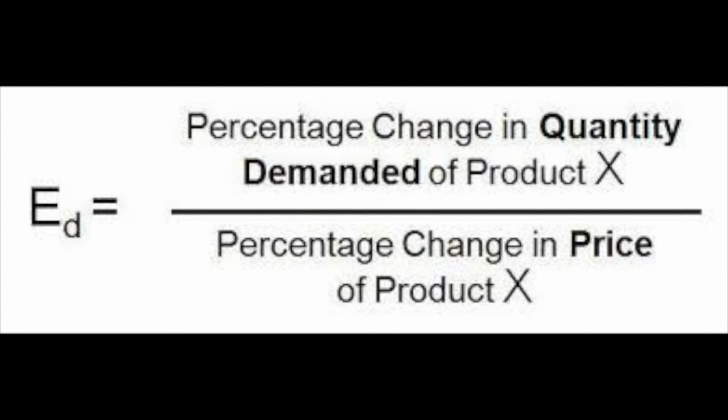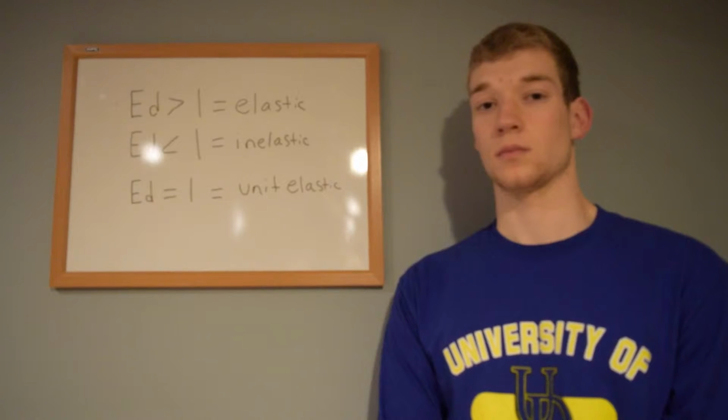The price elasticity coefficient formula is the percentage change in the quantity demanded of product X over the percentage change in the price of product X. Using percentages allows us to compare both different products as well as different units. Also, it will come out as a negative number every time, but many economists just ignore this negative number.